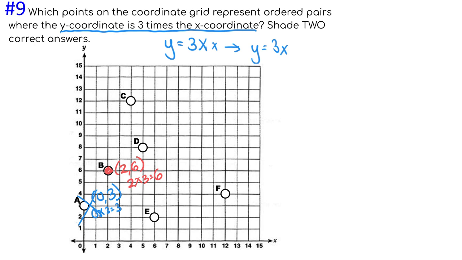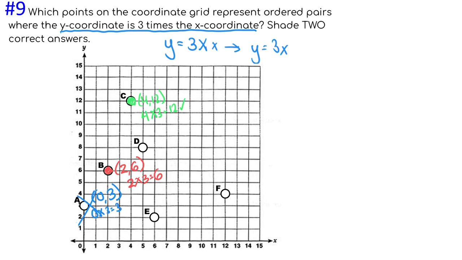Okay, next one is C, which is up at 4, 12. 4, 12. So is 4 times 3 equal to 12? It is, so C looks really good.